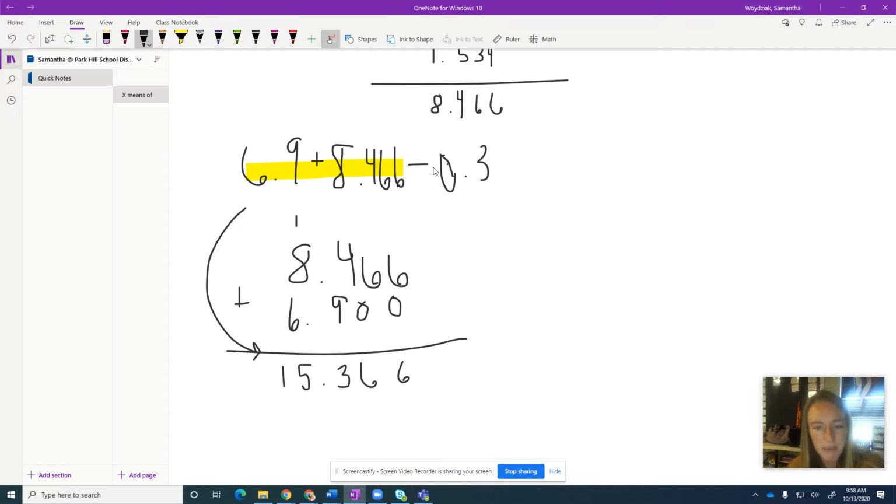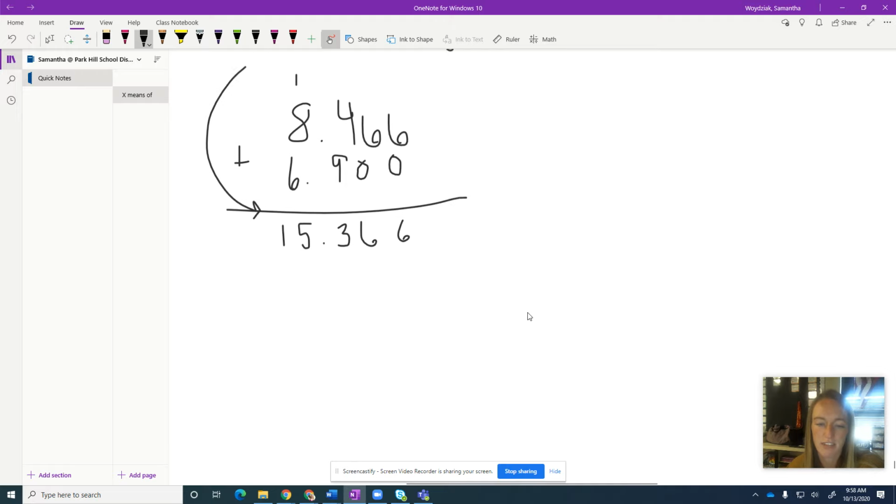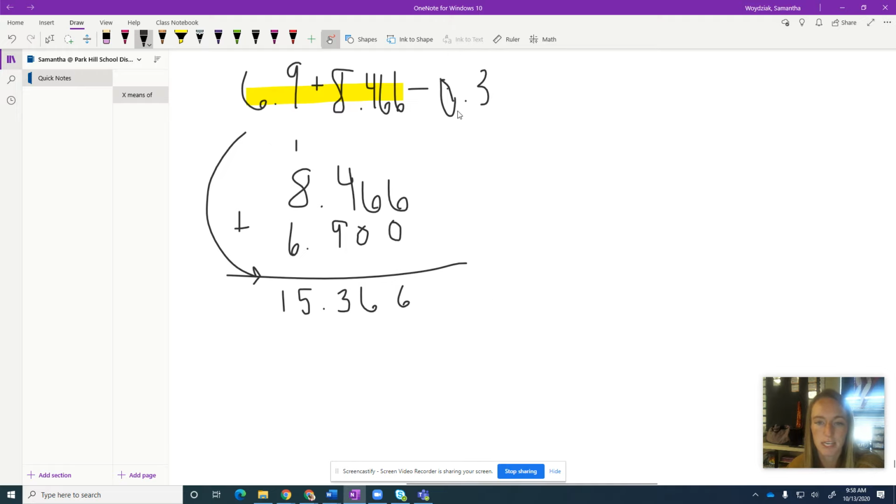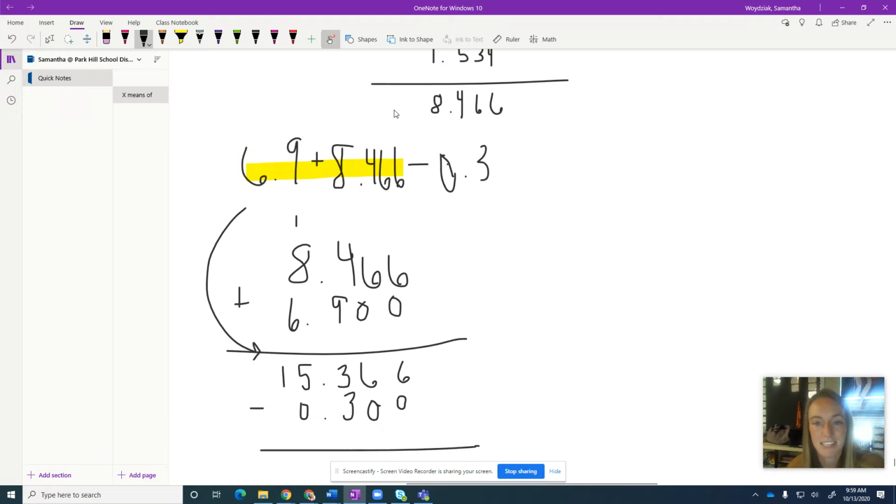Now I have one more step. I need to subtract 3 tenths. So I'm just going to go ahead and use this number right here. I'm going to line my decimal point. I'm going to put my 0 here, my decimal here, and my 3 here. I can fill in the rest with zeros because we know 3 tenths is the same as 30 hundredths and 300 thousandths. I'm going to subtract because that's the operation that it says to do.